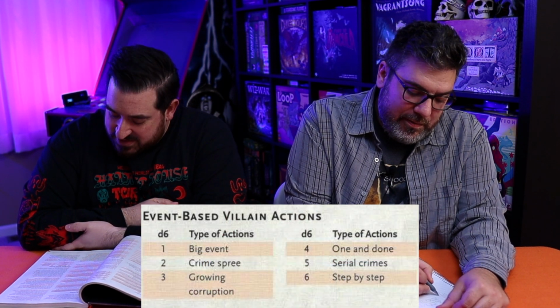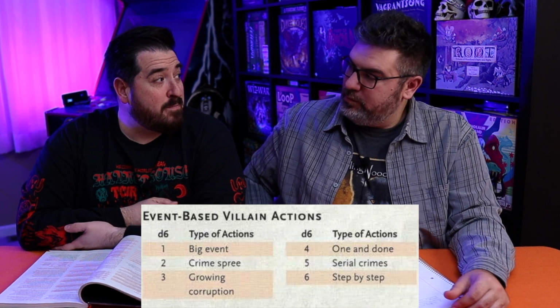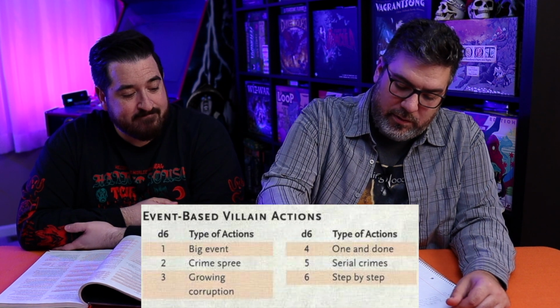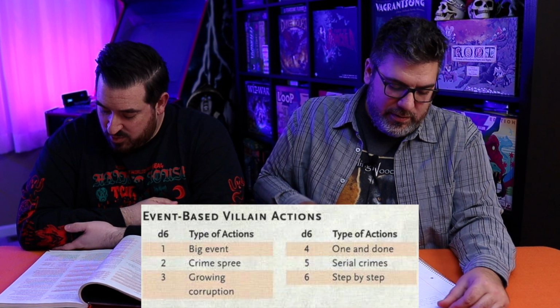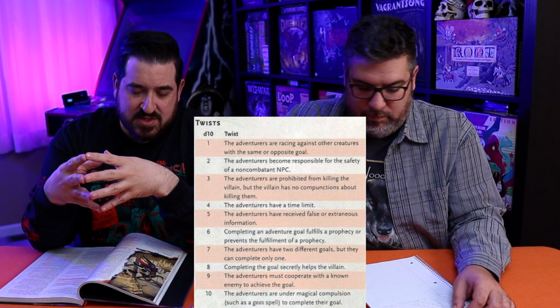Hey, it's pretty basic. We're moving over to the next page on page 75, Event-Based Villain Actions. So this is going to be maybe something that the villain does to cause havoc and mess with your campaign. D6 roll there. 4. With a 4, this is a one and done type of action. One and done means the villain is trying to commit a single crime and then tries to avoid the consequences. So instead of an ongoing plan to commit more crimes, the villain is more likely to lay low or flee the scene.